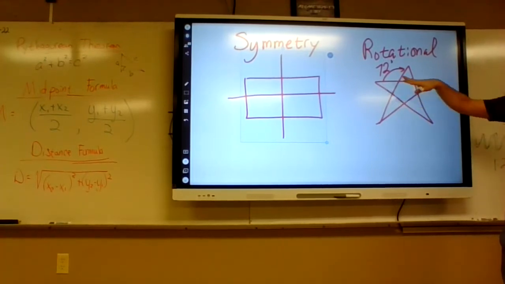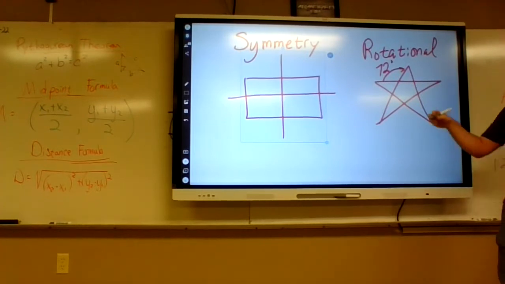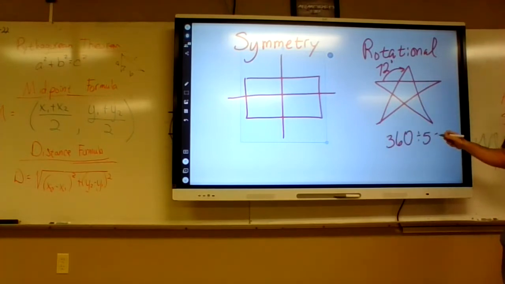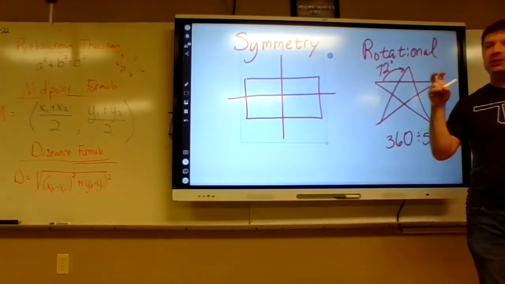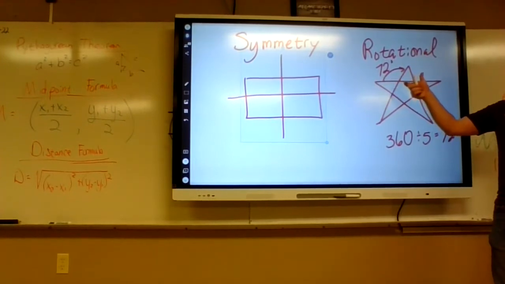How many degrees in a full rotation? 360. So it's going 1/5 of 360, or in other words, 360 divided by 5. 72 degrees. So the book calls 72 degrees the magnitude. I really wish they would never use that word, but that's what they call it. That's how far you turn it before it looks the same.